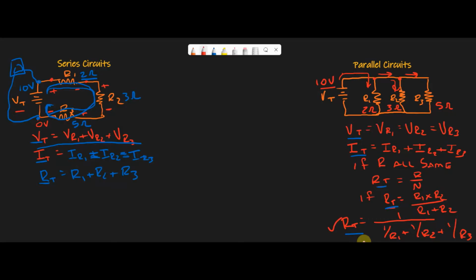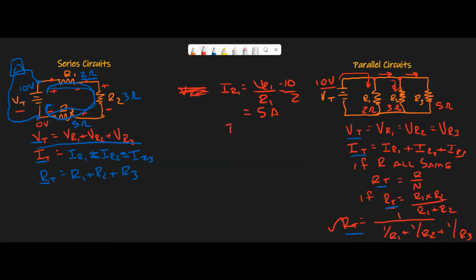Remember, the goal here is to find every single thing there is to know, voltage, current, and resistance, about each one of these loads, in this case resistances. So if I know that my voltage drop from here to here is 10 volts, and I know that my resistance is 2 ohms, then I can just say, all right, well, my IR1 is equal to my VR1 divided by my R1, and that is 10 divided by 2, so that equals 5 amps.